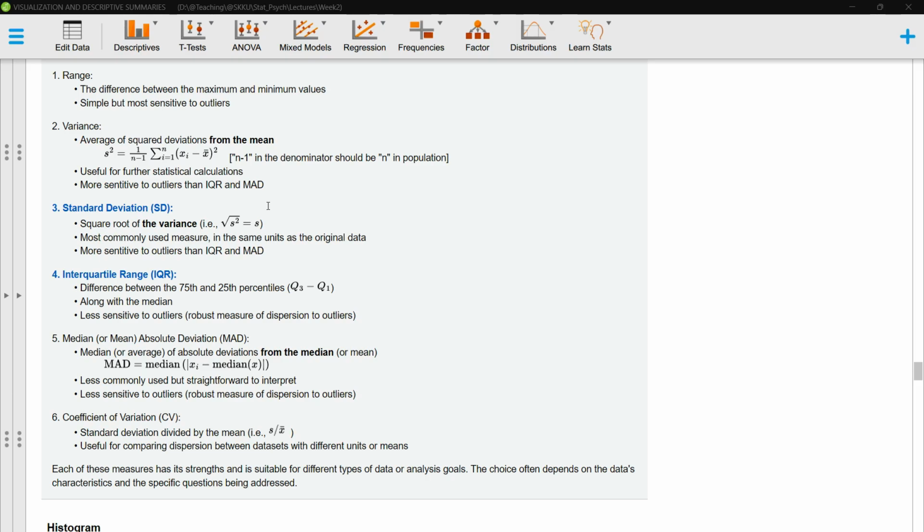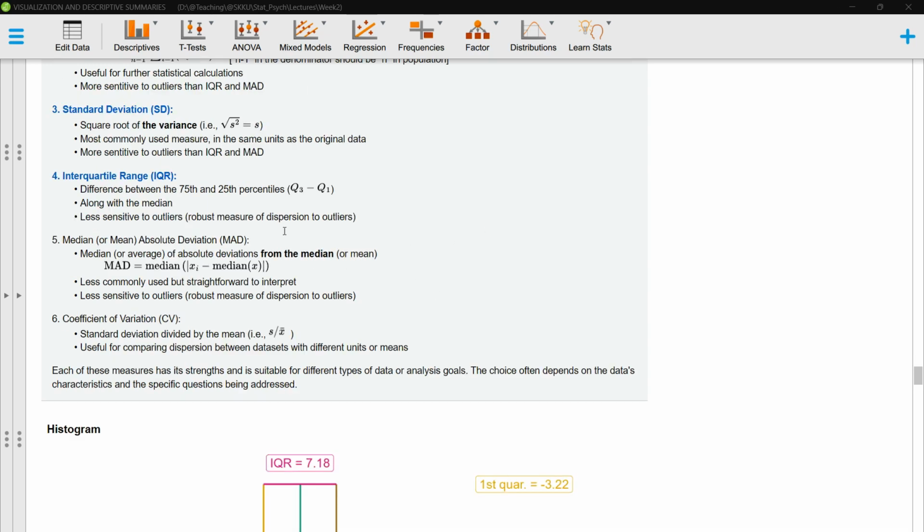Standard deviation is the square root of the variance. The unit of the variance is squared, so it doesn't match the unit of the original variable. That's why we take the square root of the variance, to match the unit of the variable. So standard deviation is the most commonly used measure in the same unit as the original data. And just like the variance, standard deviation is more sensitive to outliers than the IQR and MAD.